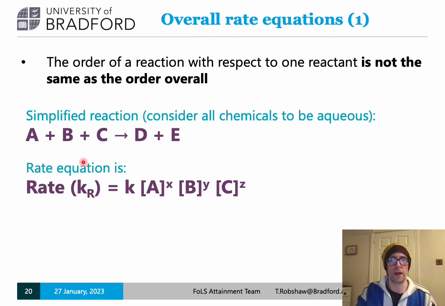So we've got rate, sometimes abbreviated as KR, that's lowercase k, is equal to lowercase k on its own times concentration of A to the power of X times the concentration of B to the power of Y times the concentration of C to the power of Z. Now, where did X, Y, and Z come from? I will explain.